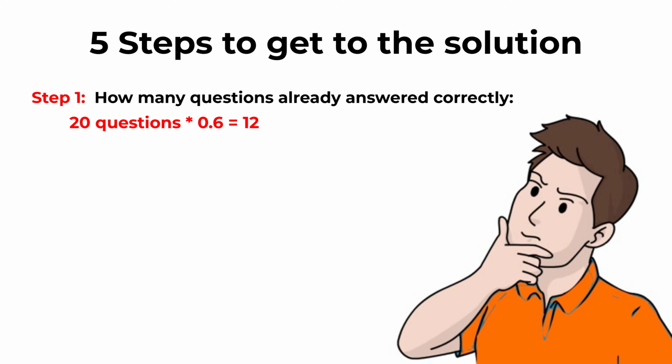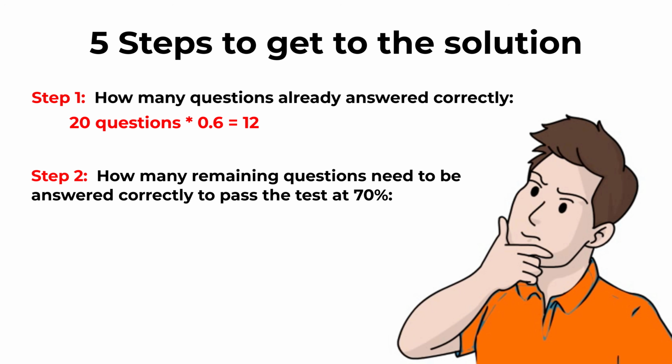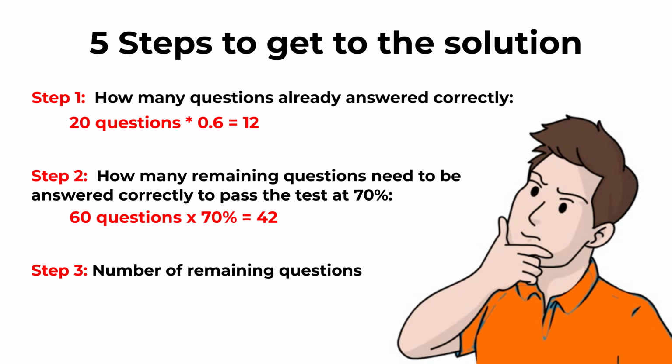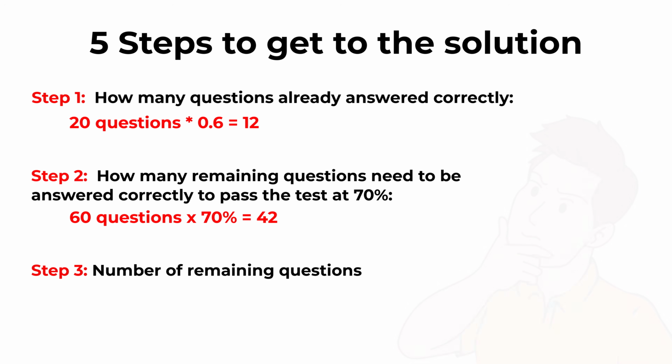In the next phase, we need to determine how many remaining questions need to be answered correctly to pass the test at 70% rate. So if there are 60 questions total on the test and we need to pass it at 70% rate, we will get to 42 questions that need to be answered correctly to get a passing rate of 70%. In the next phase, we need to calculate how many remaining questions remain on the test. To do this, we need to subtract 20 from 60, and it tells us that 40 questions are still remaining.